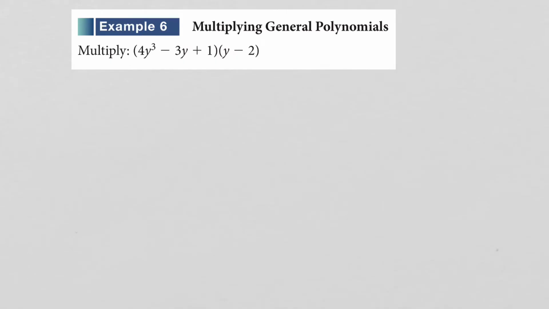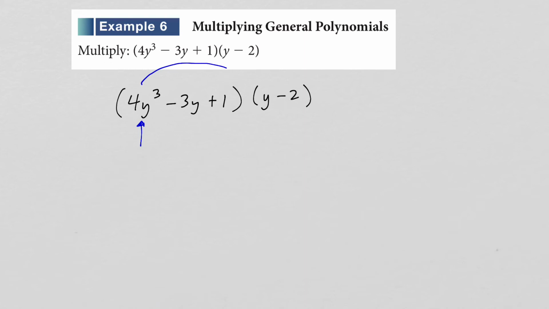Now this next example is pretty much just like the last one, except that we don't call it the FOIL procedure. So it's a little bit more complicated. We have the polynomial 4y cubed minus 3y plus 1 multiplied by y minus 2. So what you want to do in this case is start by picking the first term of the first polynomial, and we're going to multiply that to each of the terms in the second polynomial.